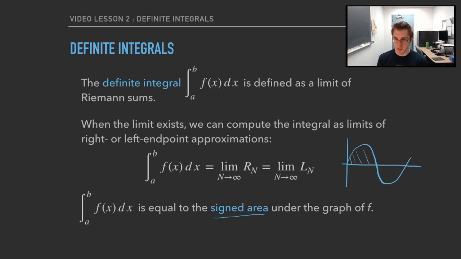Here's one that is not always positive, right? This is the x-axis. So I have some area on the top that is positive area, and then I have area on the bottom that's negative area. And the definite integral of this function is going to be the positive area minus the negative area, right? It's not the sum of this area and this area. It's positive minus negative. So that's what we mean by signed area.